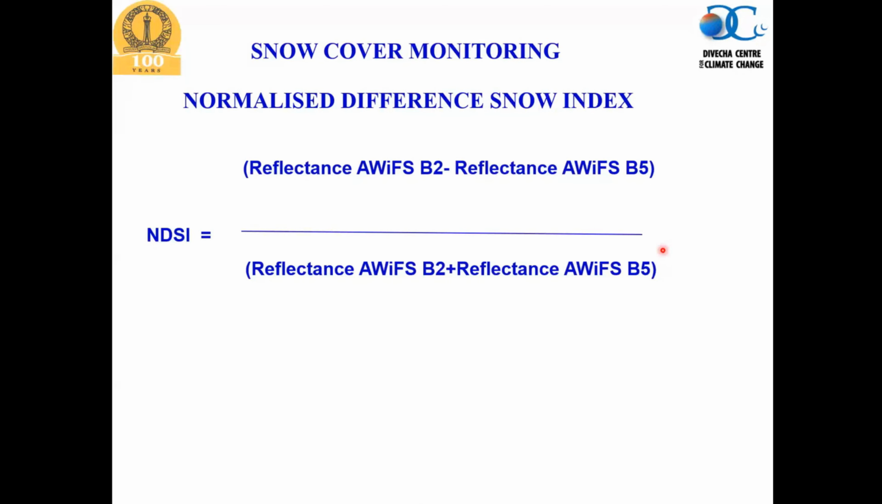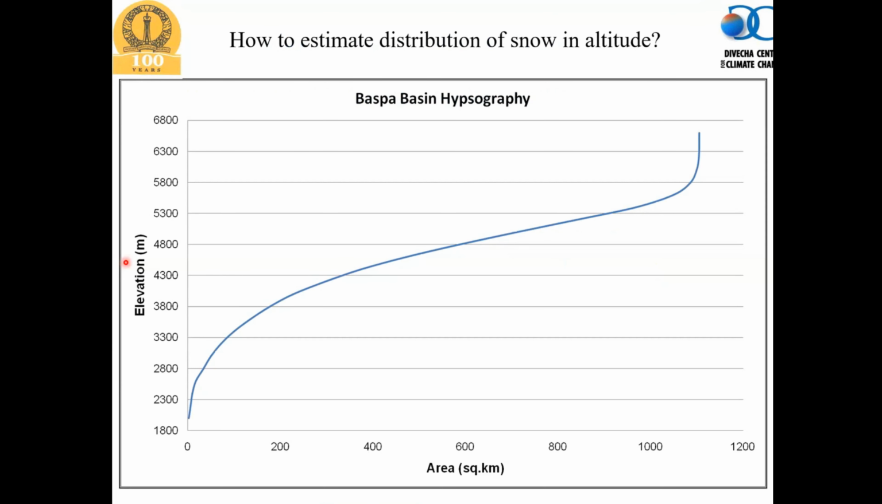Remember, we are now developing a model which can be used for practical purposes. In order to estimate the snow cover, we have looked into this aspect in much more detail in my previous lecture, where NDSI, using reflectance of band 2 and reflectance of band 5, is used to measure the normalized difference snow index, and it can be used to estimate the snow cover.